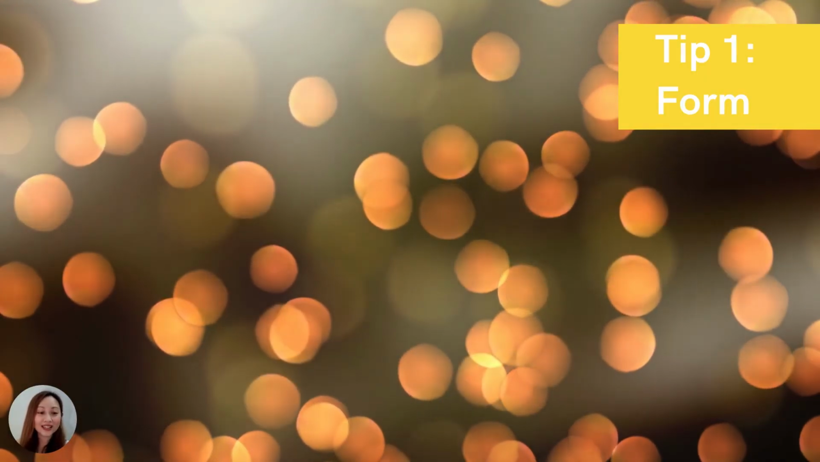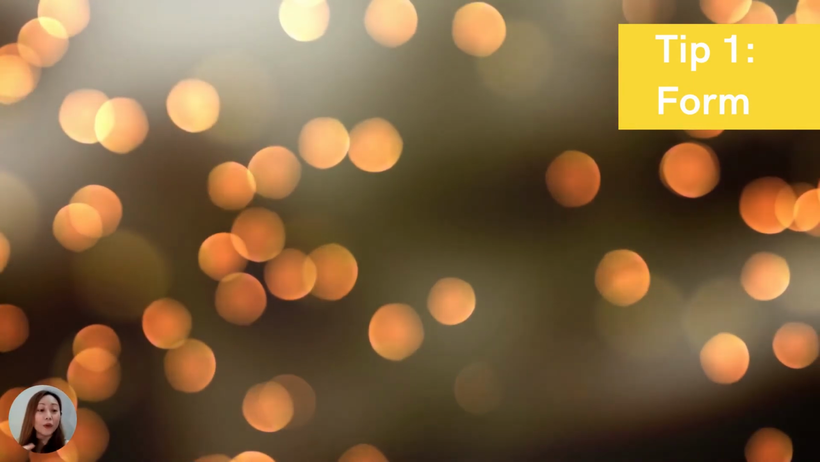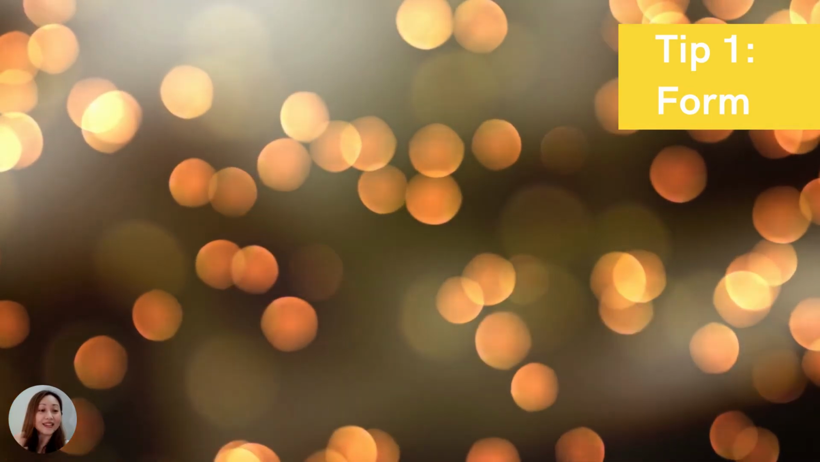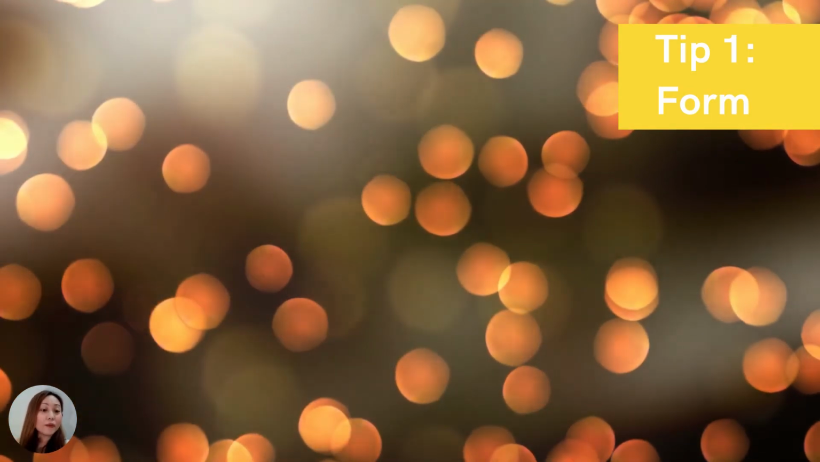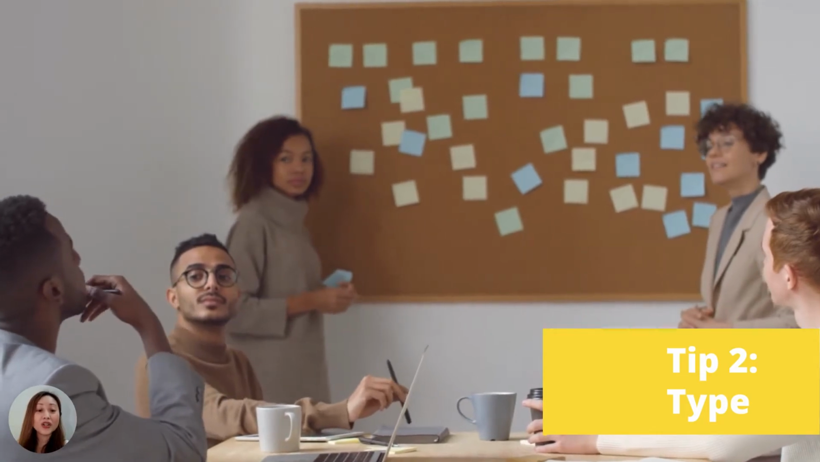So tip number 1 is to look at form. A phrasal verb comprises 2 components. One is a verb and the other is another part of speech such as an adverb or preposition. So let's take a look. If you look at verbs like look, take, and show, they would take on another adverb or preposition like after or up, and they are now transformed into a phrasal verb. And they mean something completely different than the verb alone, which brings us to tip number 2.